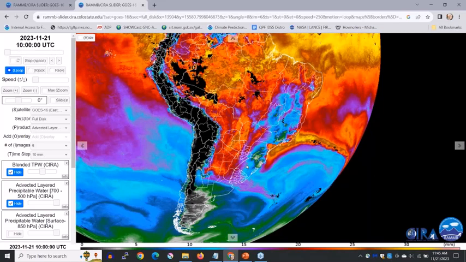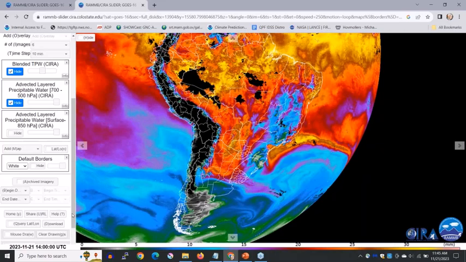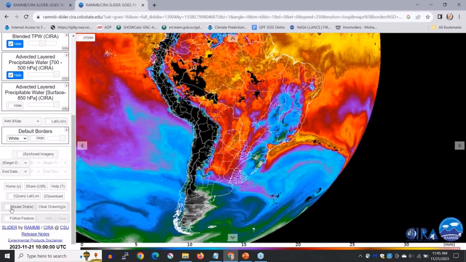So let's do a quick analysis of the synoptic situation. You can see the scale is at the bottom. Once you see oranges and red, you tend to have higher values of precipitable water.